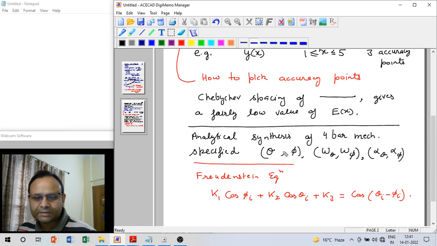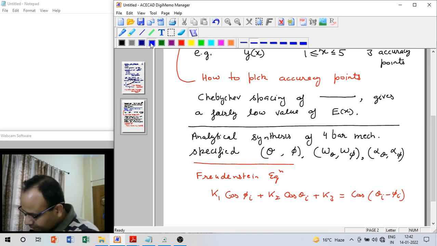And previously we talked about design parameters. You can see that in this equation there are three design parameters: k1, k2 and k3. That is what we have been doing previously. If you want to do function generation with three accuracy points, you will have three equations and three unknowns: k1, k2, k3. So it looks like you have three design parameters here. We'll come back to this later on.